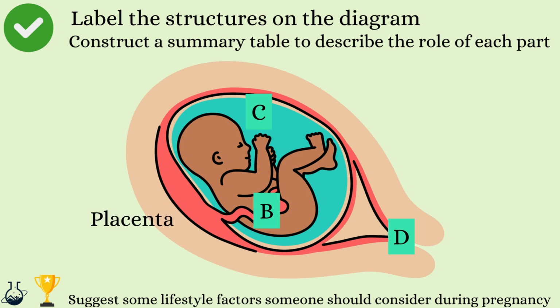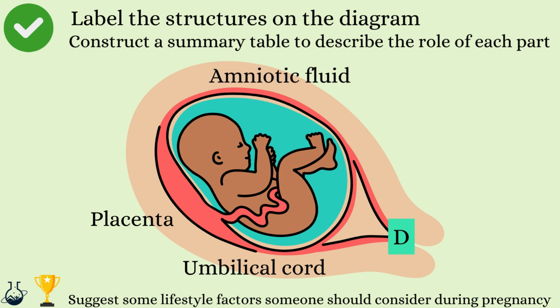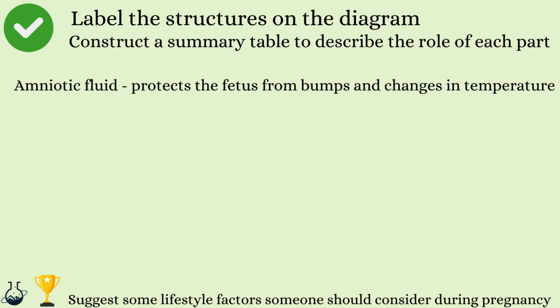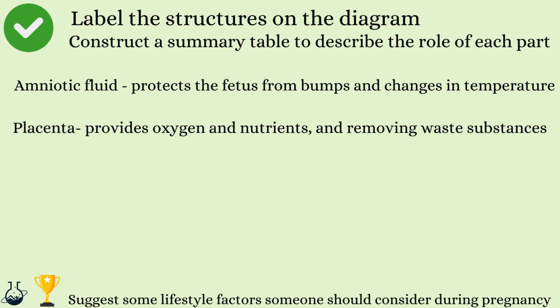A is the placenta, identified as a sac connected to B, the umbilical cord. C is the amniotic fluid, and D is the cervix and or the vagina. It does not matter in this diagram at this point. Amniotic fluid protects the fetus from bumps and changes in temperature. The placenta provides oxygen and nutrients and removes waste substances.